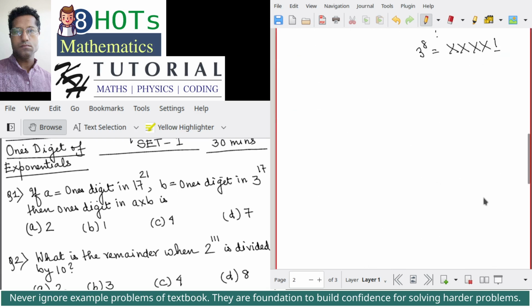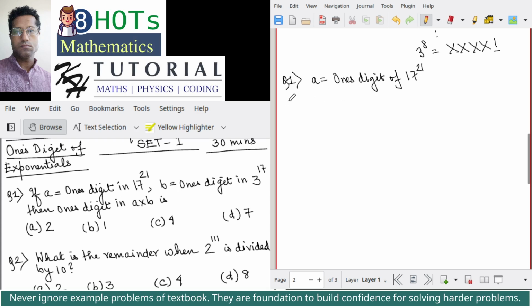Now let's see question number 1. It is given: a is the ones digit of 17 to the power 21, and b is the ones digit of 3 to the power 17. So to find the ones digit of a multiplied by b, we have to first find what a and b are. A and b are definitely some digits, because a is given as the ones digit of 17 to the power 21.